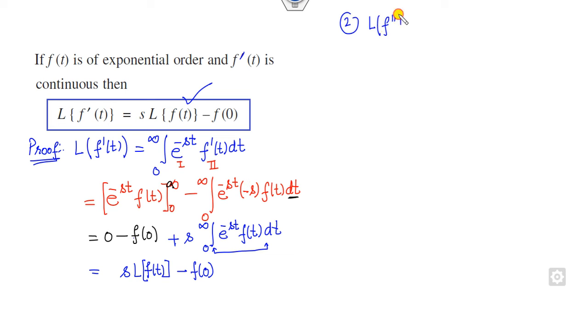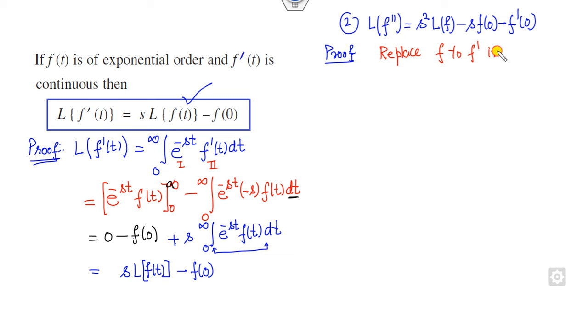That will be s square Laplace of f, s square Laplace of y minus s y of 0 minus y dash of 0. Or if I write this in terms of f, we call this f. Now how can you prove that? Again very simple. I can replace f by f dash in equation number 1.